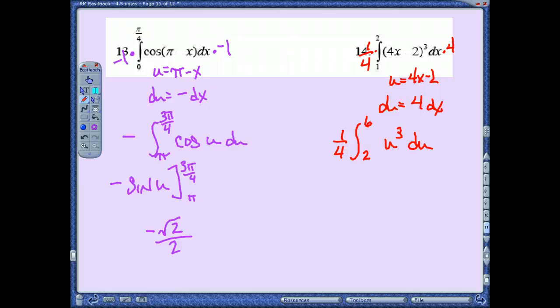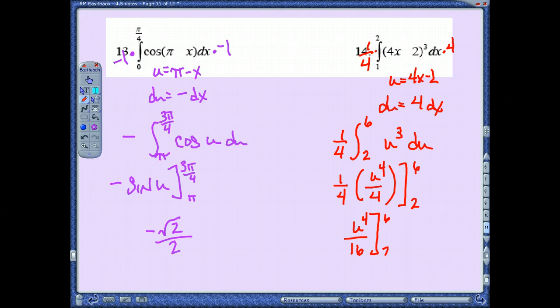I would integrate that. So I have that 1/4 out in front. When I integrate u to the third, I get u to the fourth over 4. And then I'm going to put my 6 in and then my 2 in. You might want to go ahead and simplify first. So that would be u to the fourth over 16. And then plug your 6 in, plug your 2 in. You should get 80.